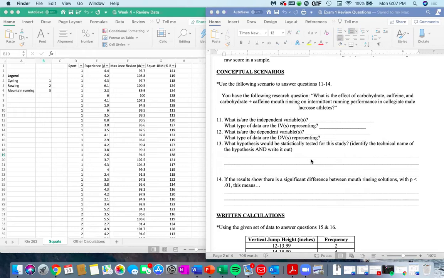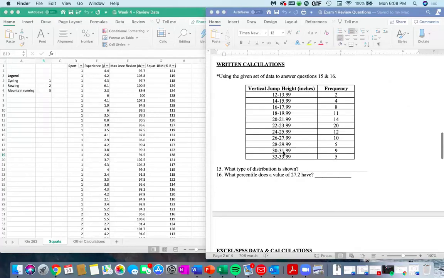Later in the semester, the demands in this section will be a little bit greater, but because we haven't done a whole bunch of stuff with regards to research design or research questions, this area is pretty much just going to be limited to types of data as well as identifying different variables. You'll have a written calculation section. This first section is probably the most heavy on handwritten calculations.